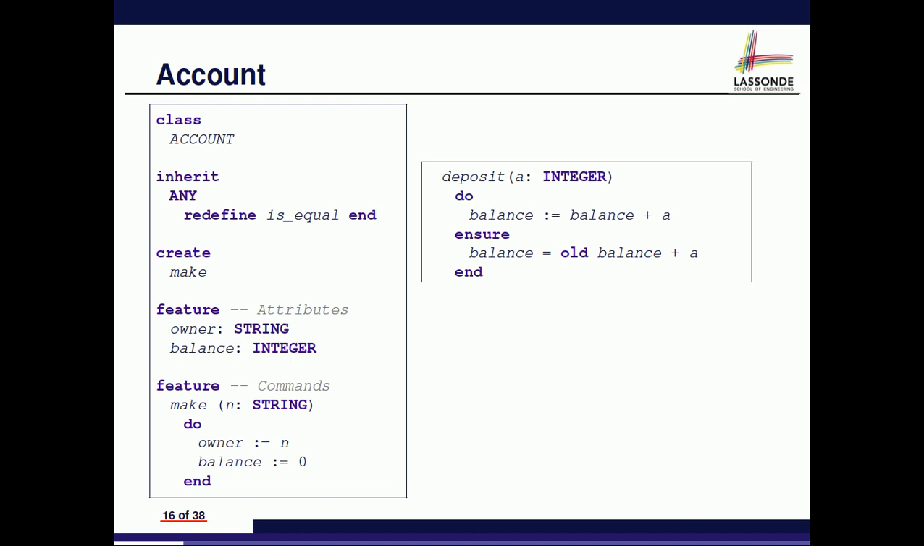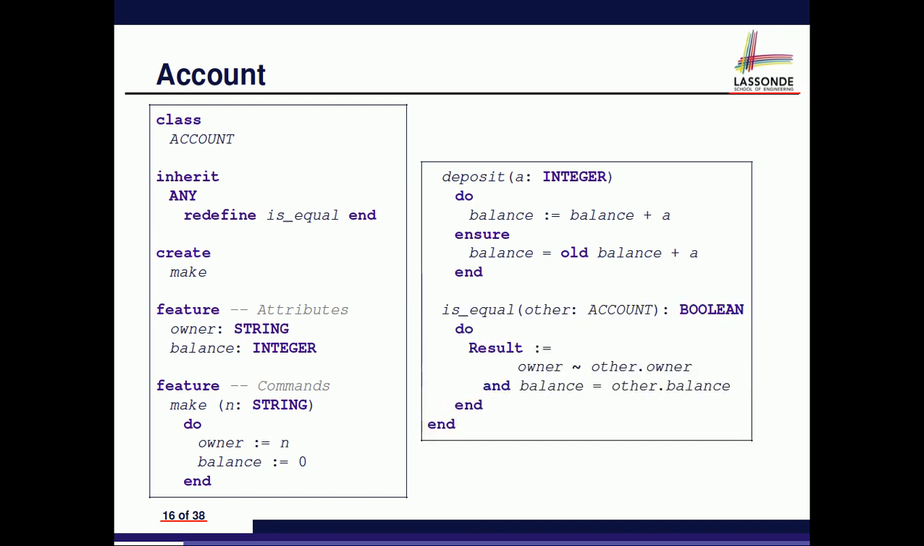Of course, you may have a precondition there saying integer amount should be positive. Let's not worry about it, that's not the focus. And also, you can have is_equal. That's how you're redefining equality: you simply say two accounts will be the same if owner and balance are the same. Very easy. Now, let's bring in another class.